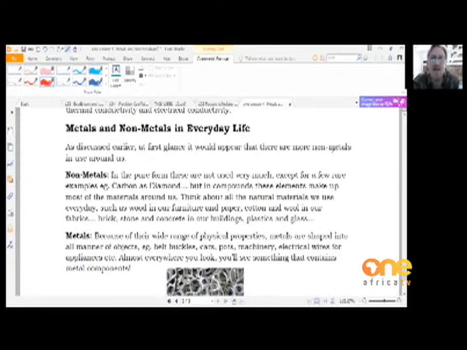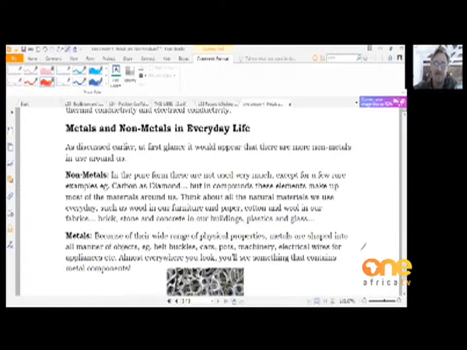So, if you think about the natural materials around us and what they are made of, mostly we're going to find that it's non-metals making up these materials. We discussed wood being used for furniture and paper, cotton and wool, basically just processed. Cotton is a processed plant, wool harvested from sheep, making up our fabrics. Brick, stone, concrete, these are all examples of non-metals. Plastics, glass, we touched on those as well. Also, non-metallic.